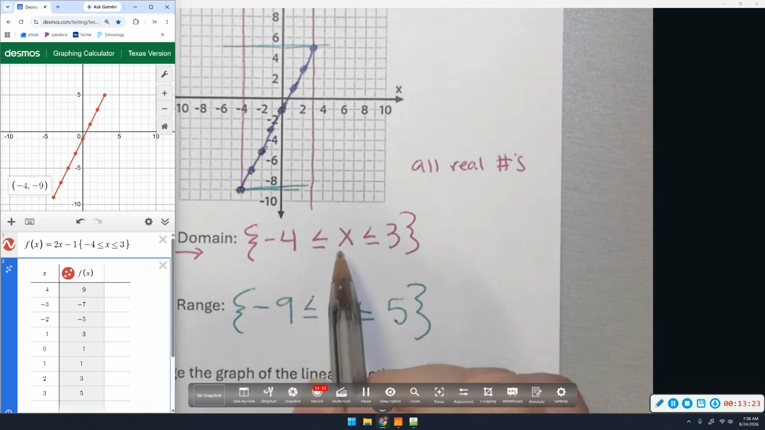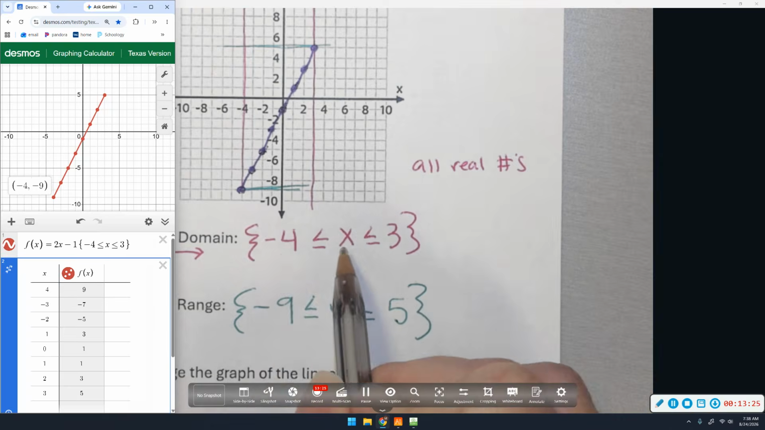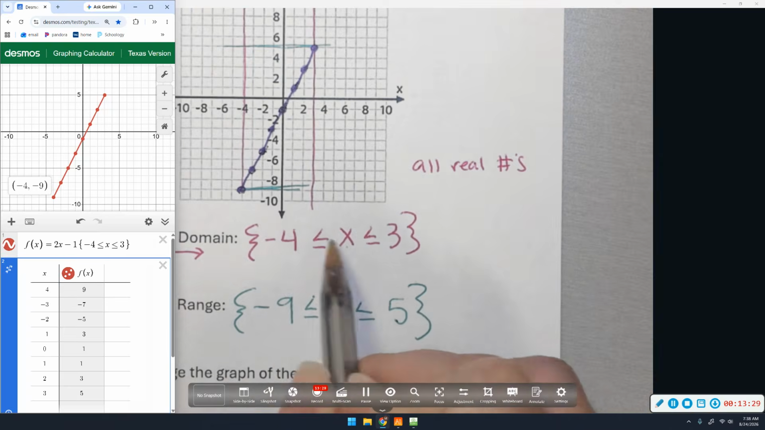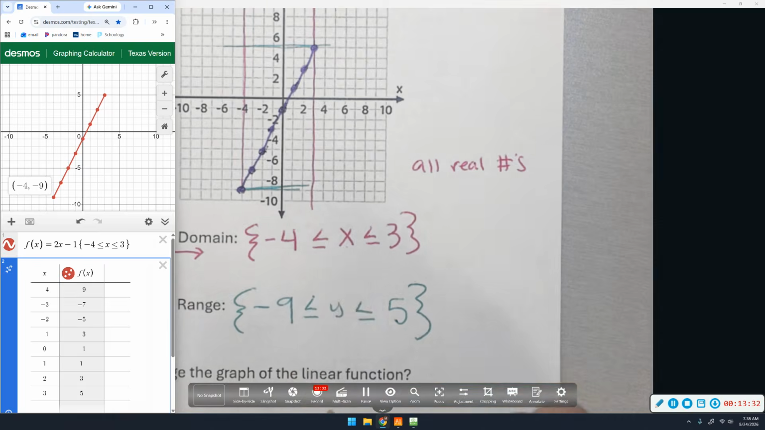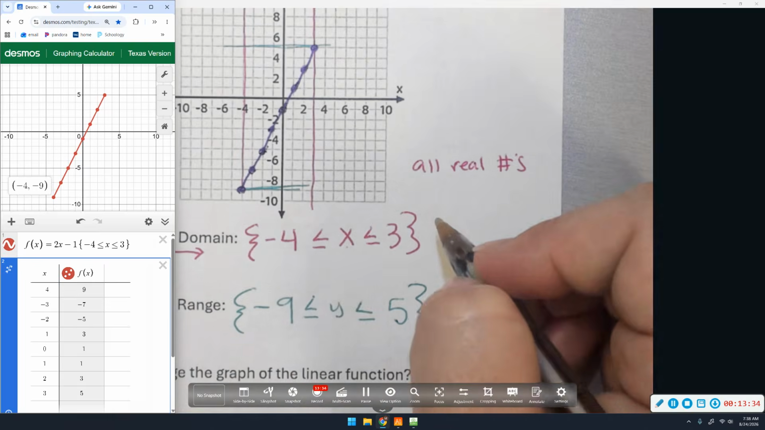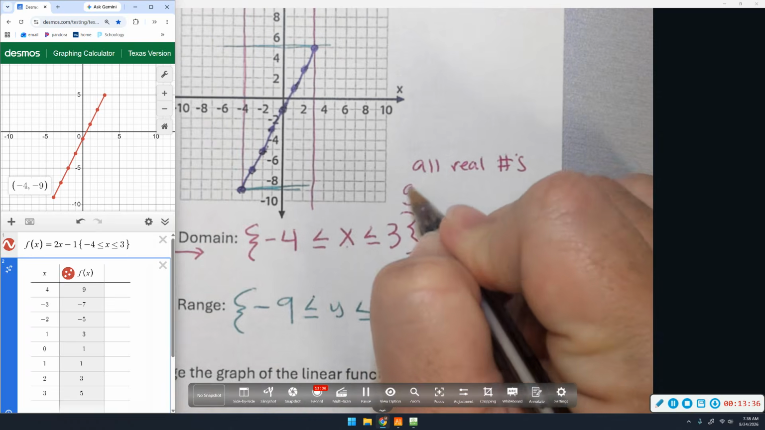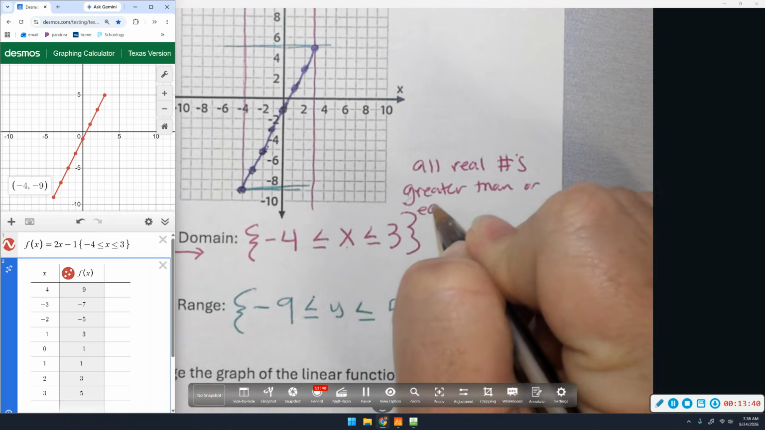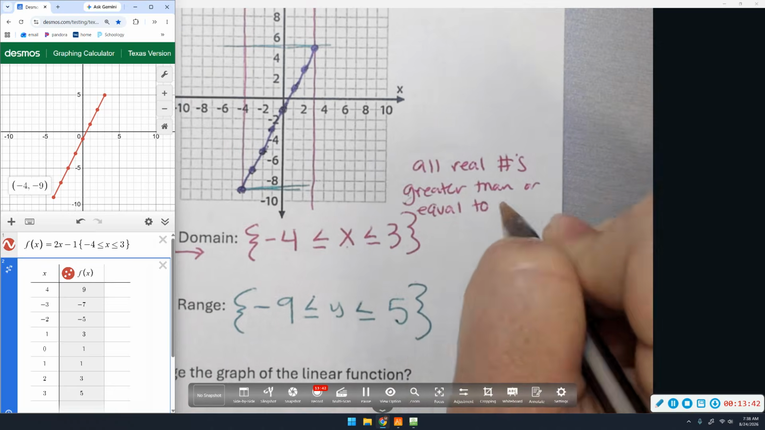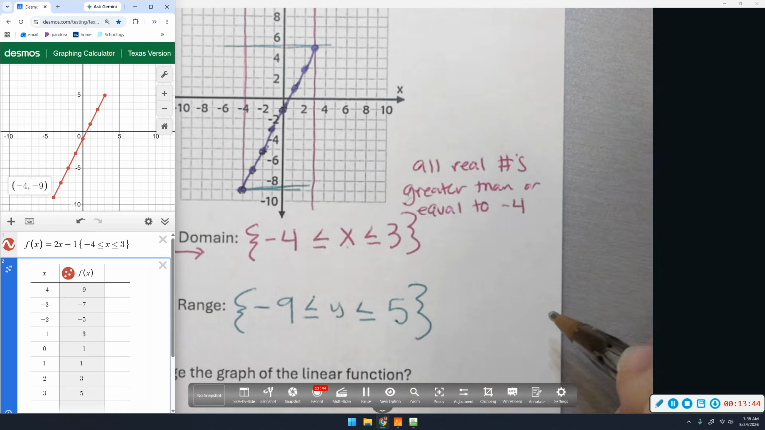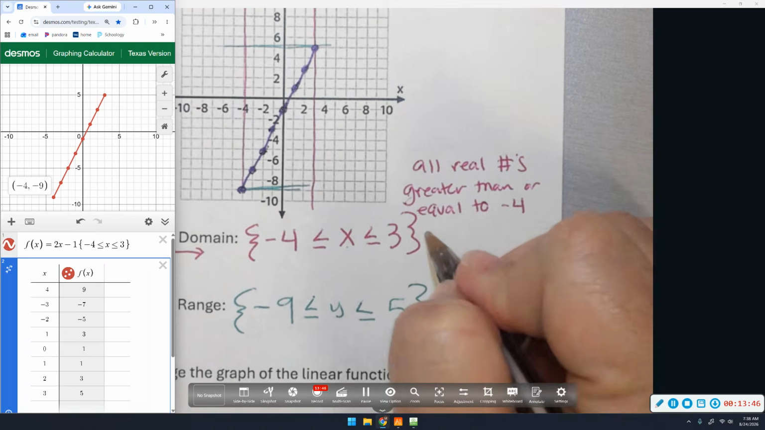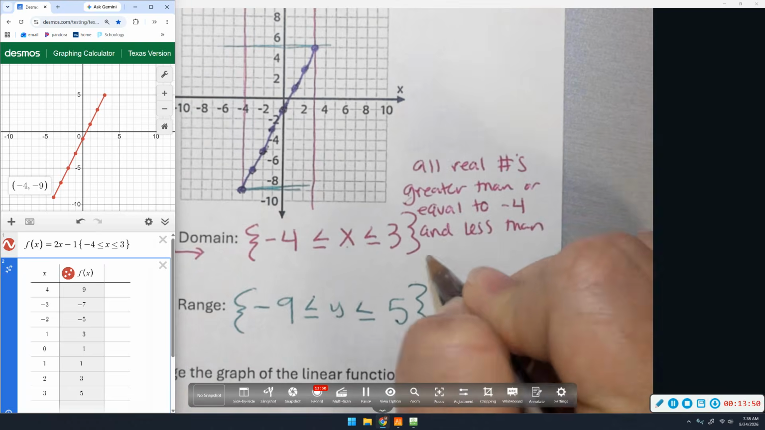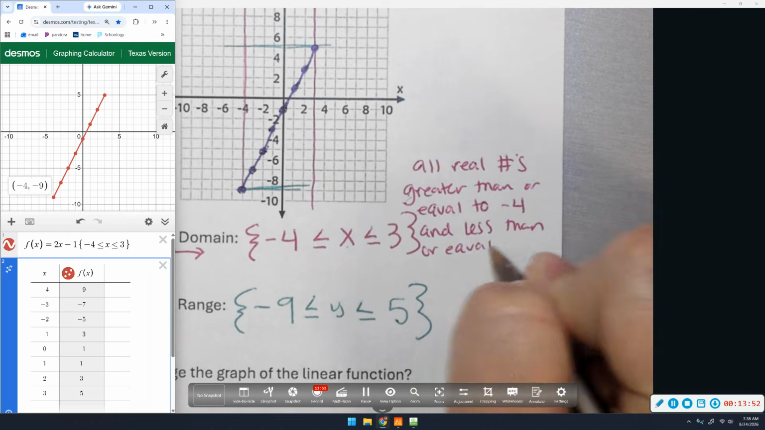So you read it from your letter to your number. So is this saying X is bigger or -4 is bigger? Which is the mouth eating? The X. So X, all real numbers greater than or equal to -4 and less than or equal to 3.